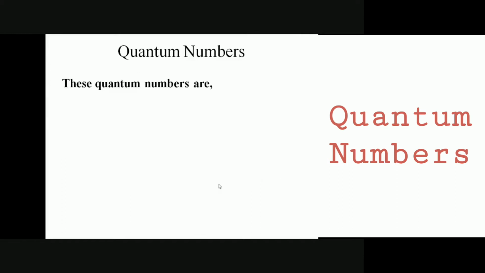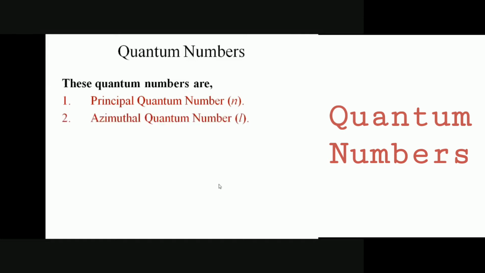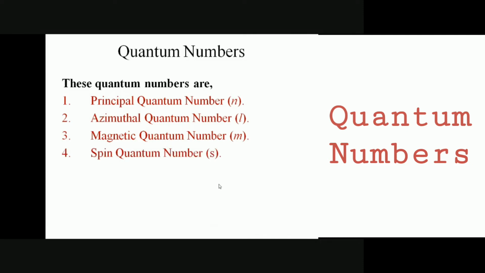Basically, these four quantum numbers are: first, the principal quantum number, abbreviated by small n. Second is the azimuthal quantum number, abbreviated by small l. Third is the magnetic quantum number, abbreviated as m, and last is the spin quantum number. So these are the four quantum numbers that we are going to study.